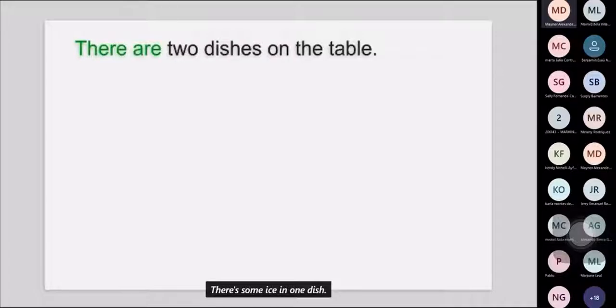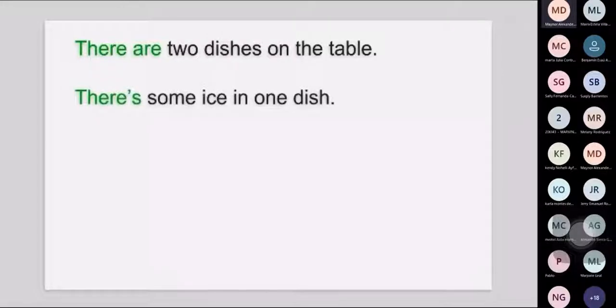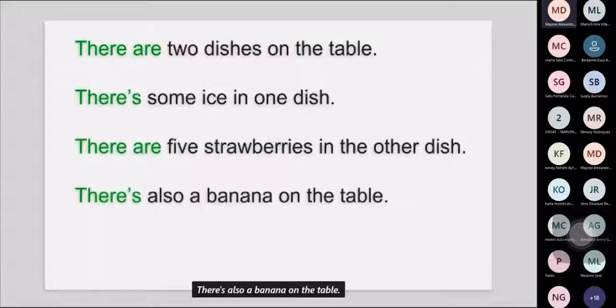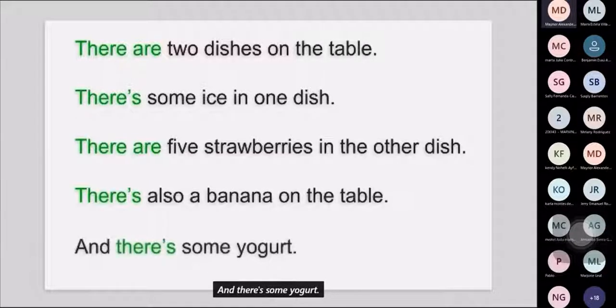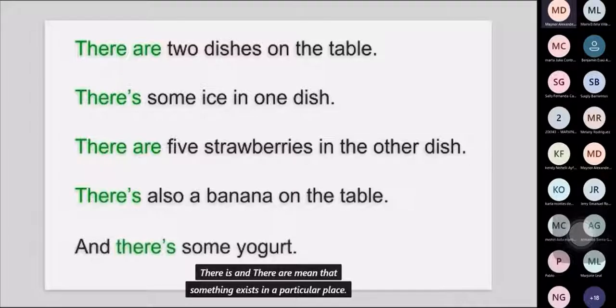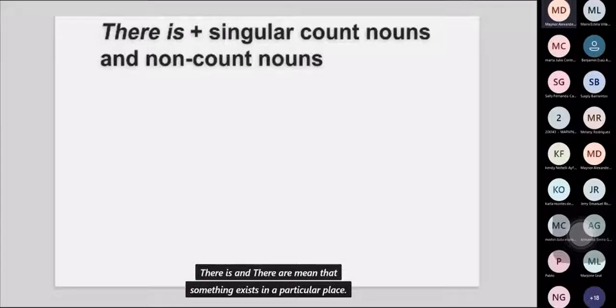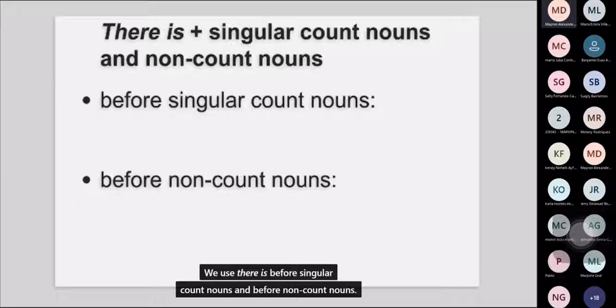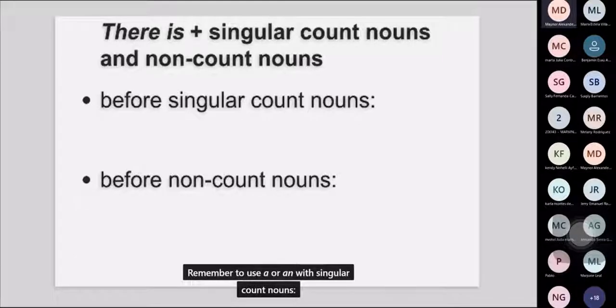There are 2 dishes on the table. There's some ice in one dish. There are 5 strawberries in the other dish. There's also a banana on the table. And there's some yogurt. There is and there are mean that something exists in a particular place. We use there is before singular count nouns and before non-count nouns. We usually use the contraction there's.